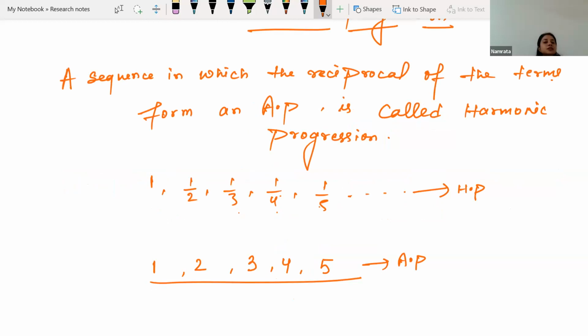So we will not be discussing a general specific rule for harmonic progression and all. We will understand the concept that it generally came from the arithmetic progression only. It's the reciprocal of that arithmetic progression. Let me take a basic question related to that so that you can understand.